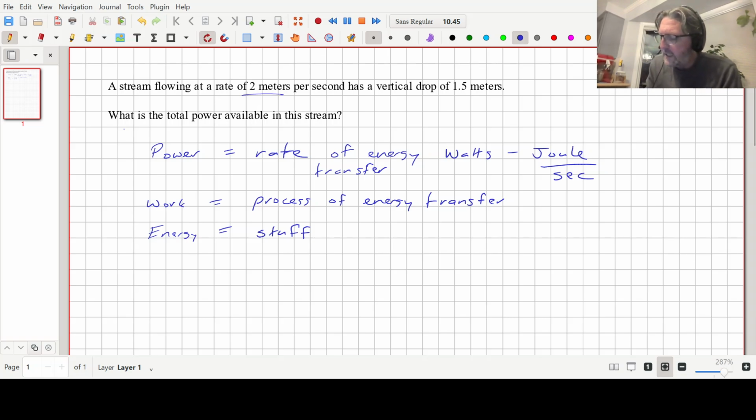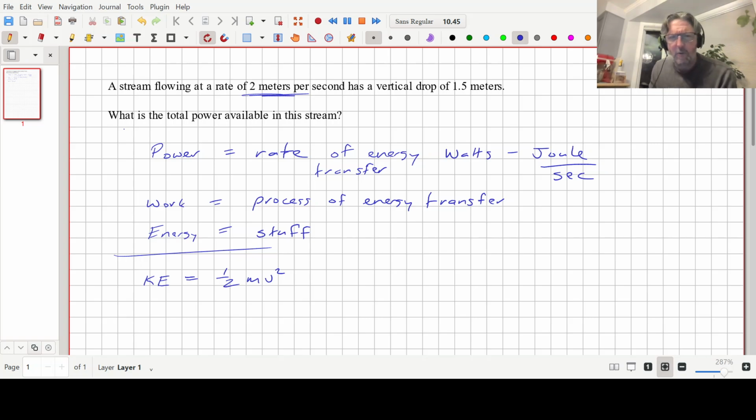So I see there's this speed here, 2 meters per second. And I remember that moving things have kinetic energy. So the stream already, before it falls, has a kinetic energy. Kinetic energy is calculated as 1/2 times the mass times the velocity squared. Now I know the velocity, it's 2 meters per second, but I don't know the mass. It's just water. It's a stream.